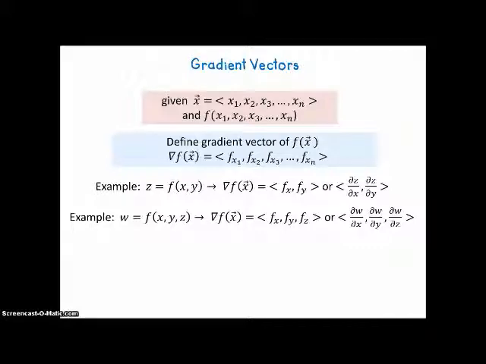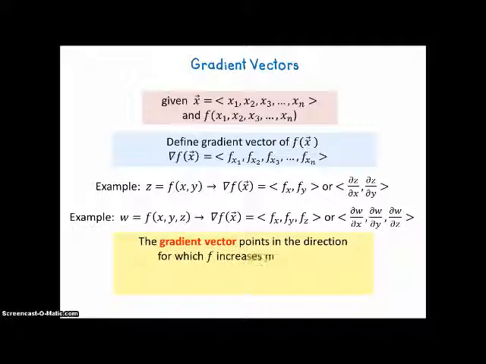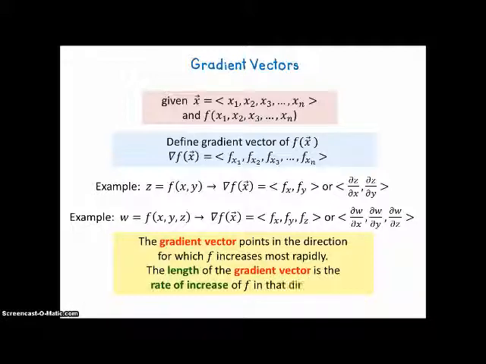Now, some interesting things about the gradient vector that we'll look at in more detail later is that the gradient vector points in the direction for which f increases most rapidly. The length of the gradient vector is the rate of increase of f in that particular direction. And we'll look at this in more detail in just a few minutes.